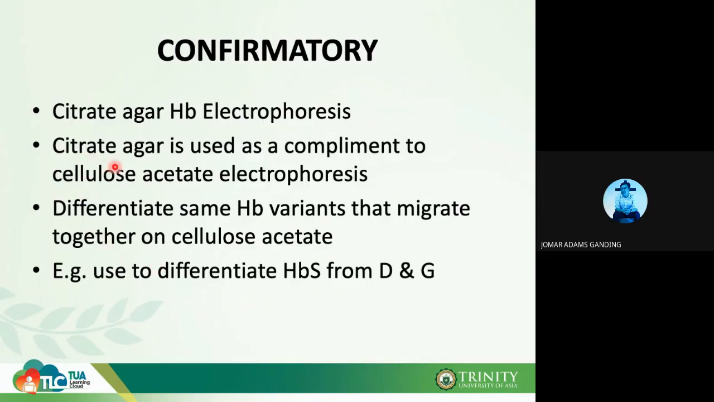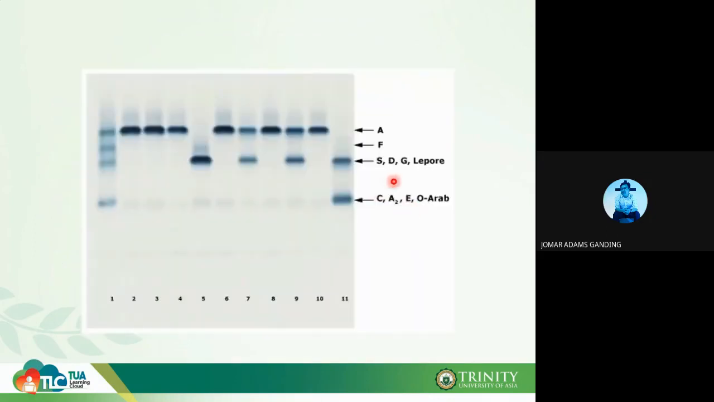And in this case, your citrate agar is used as a complement. Okay, remember, it is used as a complement to cellulose acetate electrophoresis. Sir, when you say complement, you only do this in a complementary way, not as a replacement. Okay, it is not a replacement. So it differentiates your hemoglobin variants that migrate together. And what are those hemoglobin variants that migrate together? These are your S, D, G, and Lepore. All of these are hemoglobin variants. But what you're trying to look for is your hemoglobin S because it is the most severe.